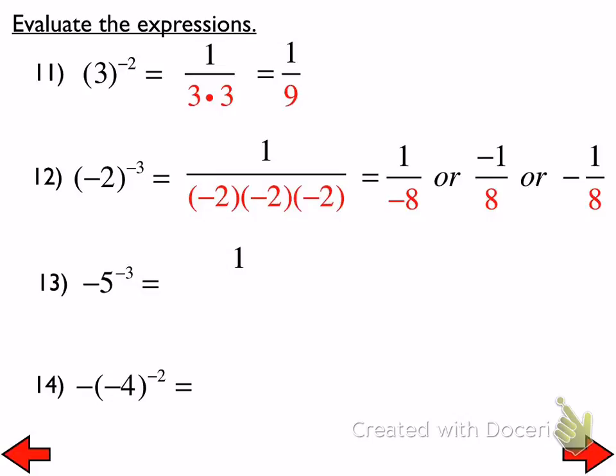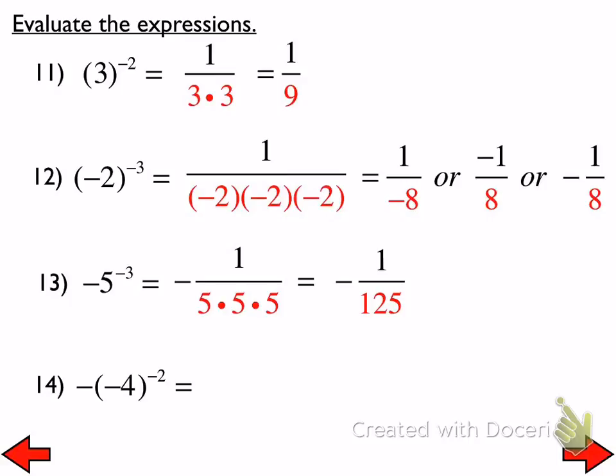Number 13, we have to find the reciprocal, but notice that our exponent is only touching the 5. So my 5 is being repeated, but my negative is not. So we have to make sure that we have this written correctly, which is negative 1/125. Make sure your notes are complete, please.